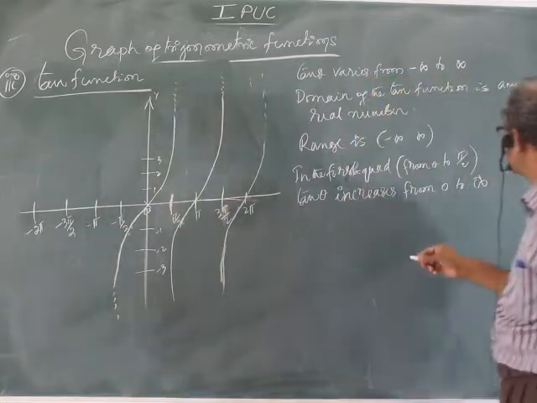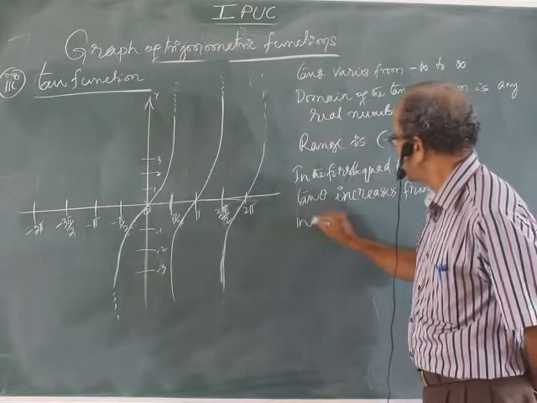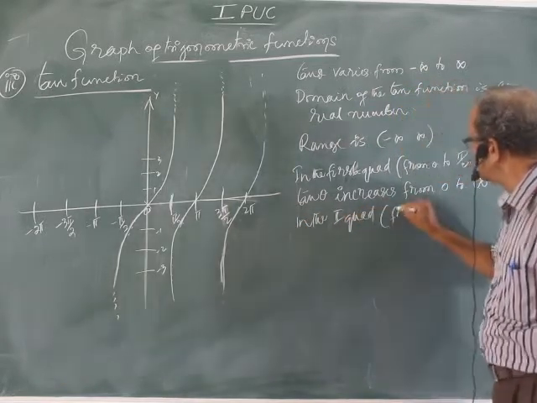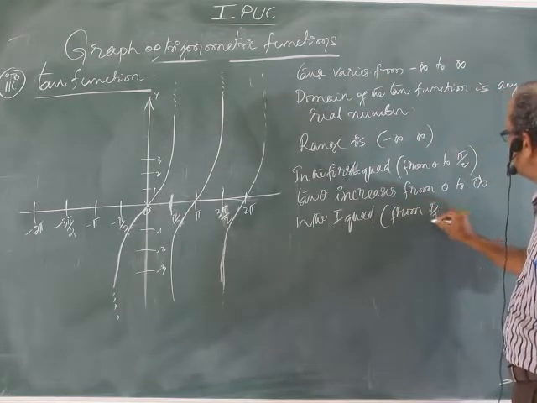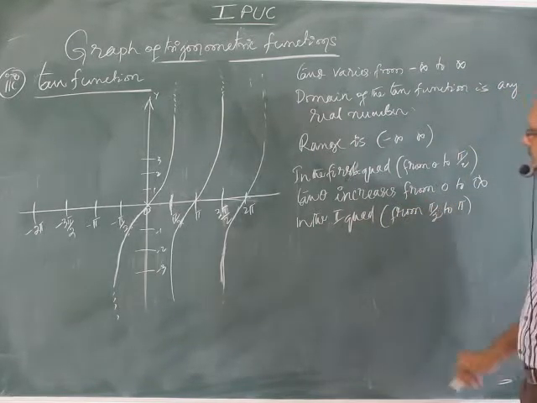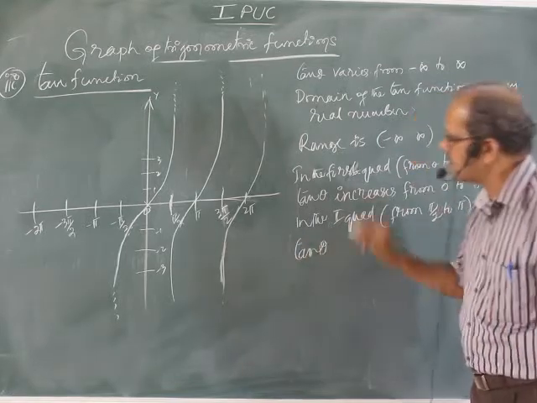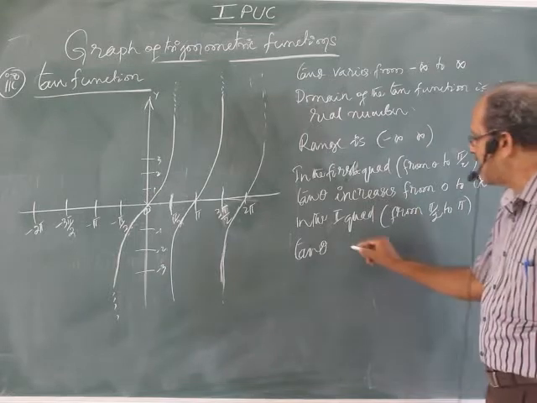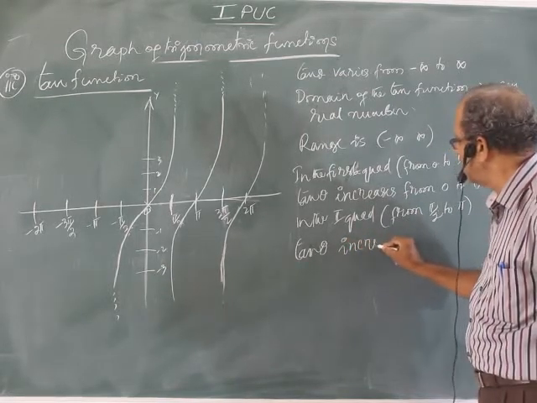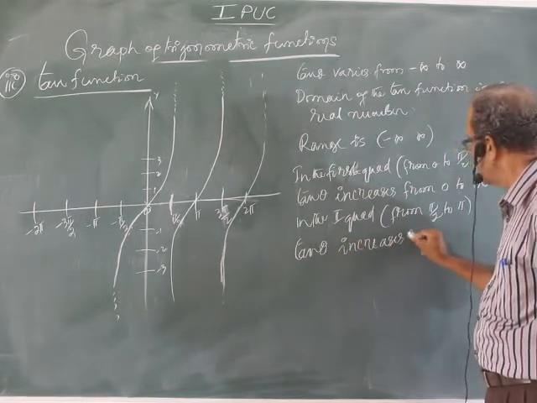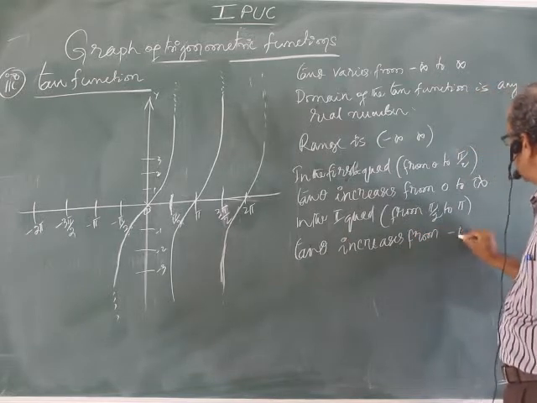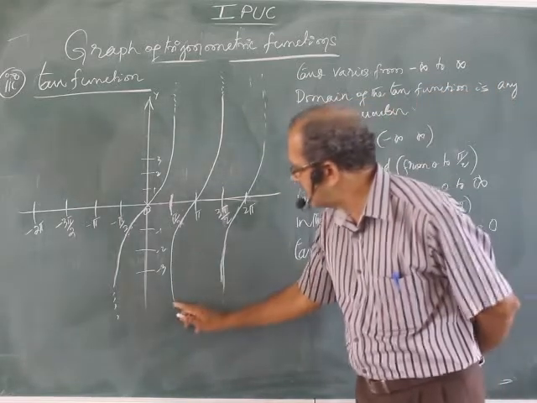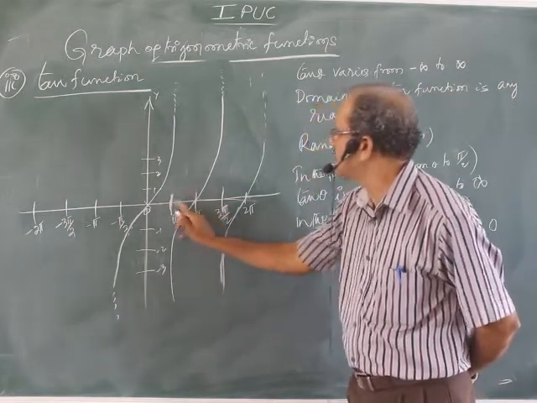And in the second quadrant, that is from pi by 2 to pi, tan theta increases again. Tan theta increases from minus infinity to 0. Minus infinity to 0 in the second quadrant.